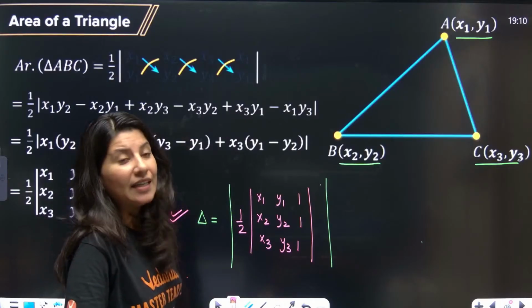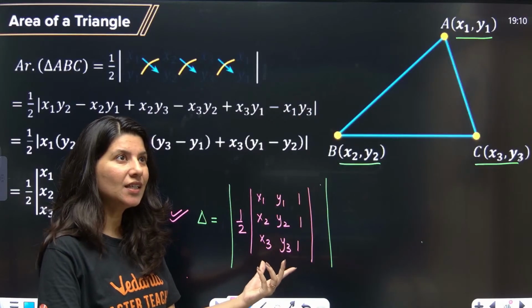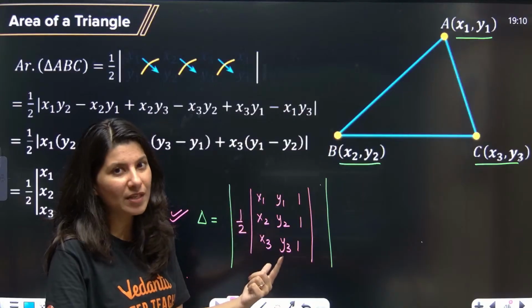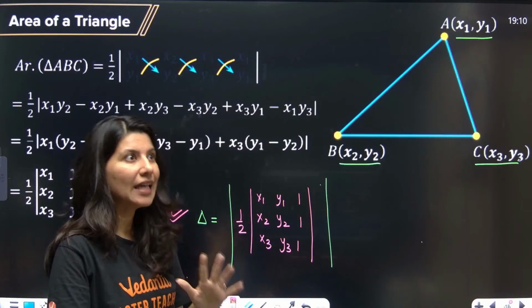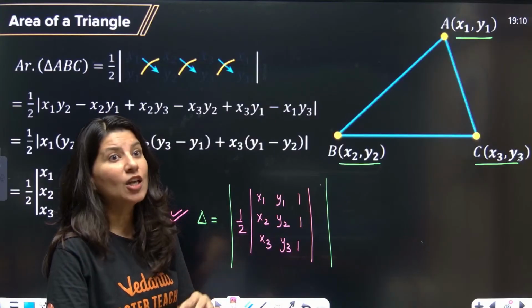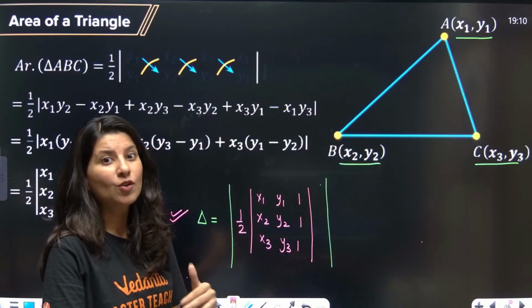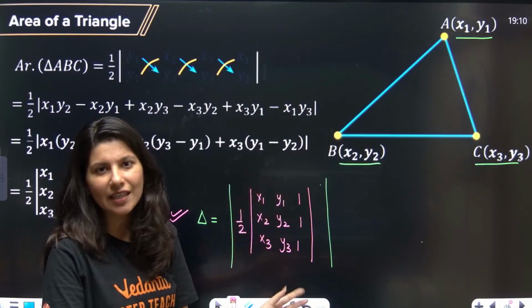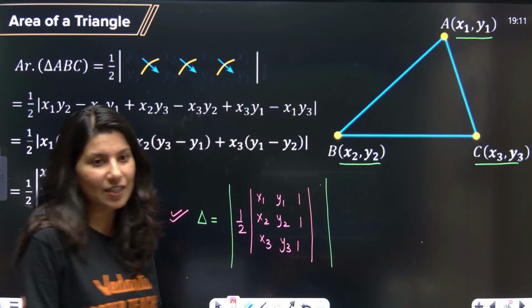Perfect. Now, but we have another formula as well. And now you will be like, ma'am, but why should I remember one more formula? If you remember this formula, then area of quadrilateral, area of pentagon, area of hexagon, area of heptagon, octagon, nonagon, decagon, 11 sides, 12 sides, whatever area you can calculate just by this formula. What is this formula? Let me tell you, okay.